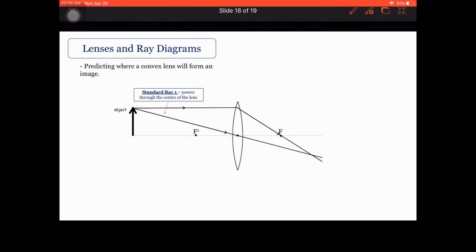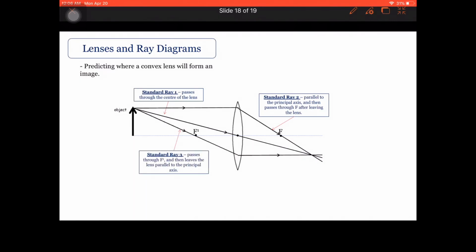Now the third one. This is standard ray number 2, parallel to the principal axis and then passes through the F, the principal focus, after leaving the lens. Now the third one, the standard ray number 3, is passing through the focus one first, and then it will become parallel to the principal axis. So that's your standard ray number 3. It passes through F1 and then leaves the lens parallel to the principal axis.